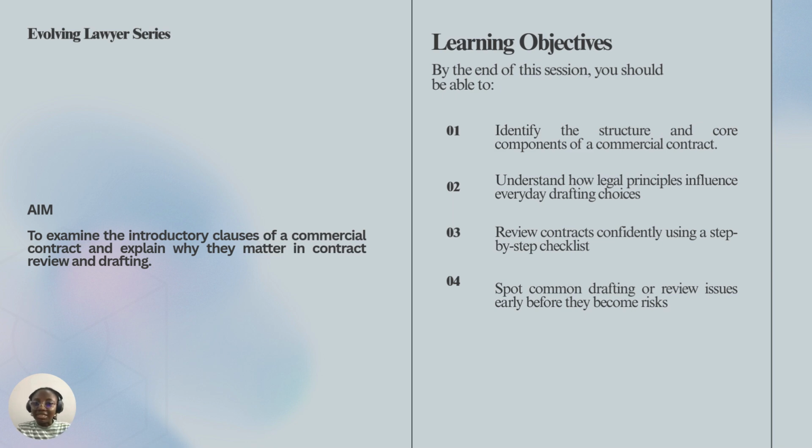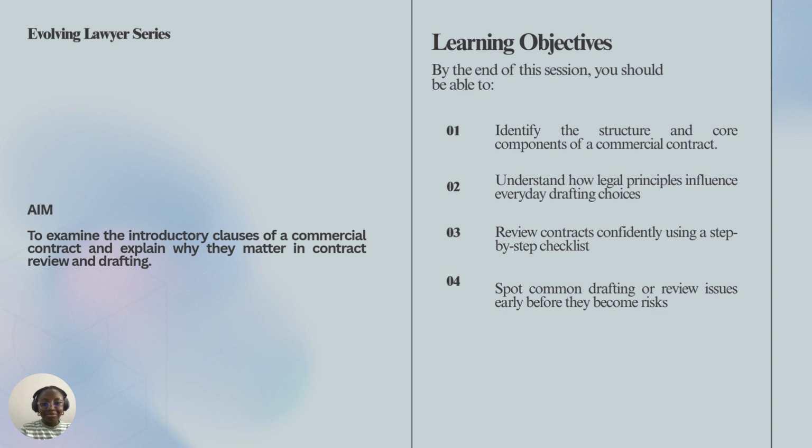The objectives at the end of this session: you should be able to identify the structure and the core components of the commercial contract. Also understand the legal principles that influence drafting choices. You should also be able to review these contracts confidently using a step-by-step checklist. And lastly, spot common drafting or review issues early before they even become risks.